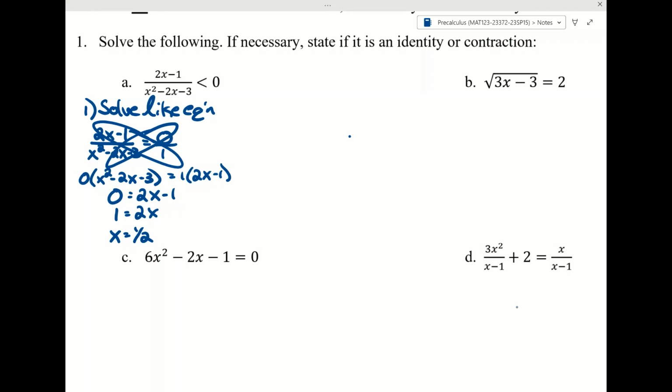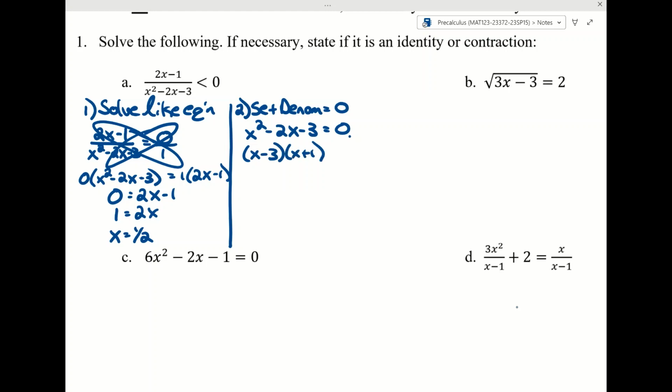So the first step is we solve it like an equation. The second step is you set the denominator equal to 0 and solve. So the denominator is x squared minus 2x minus 3. We talked a lot about factoring in this class. So the way that you factor this would be x minus 3 and x plus 1. And then you set those factors equal to 0, and you get x is 3 and x is -1.